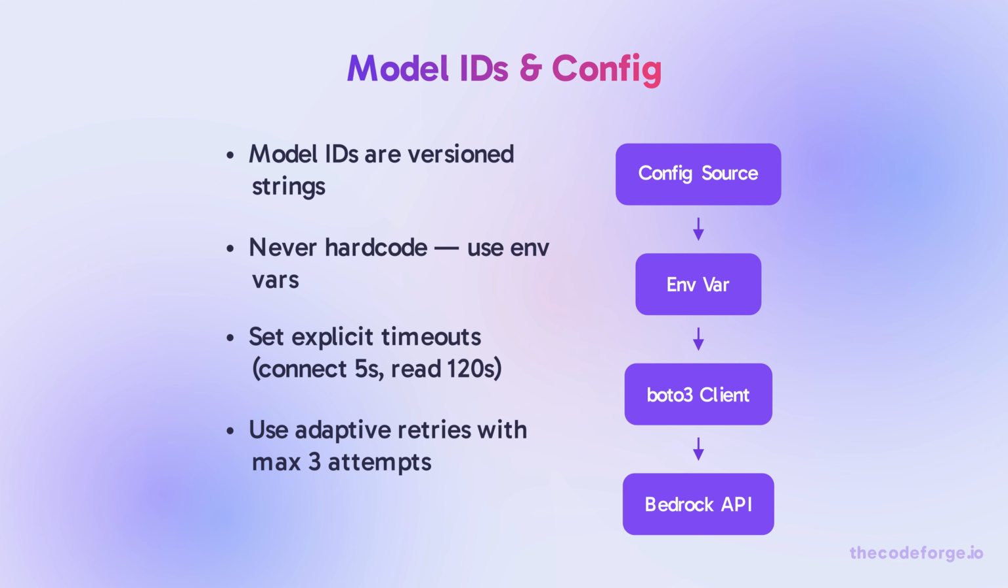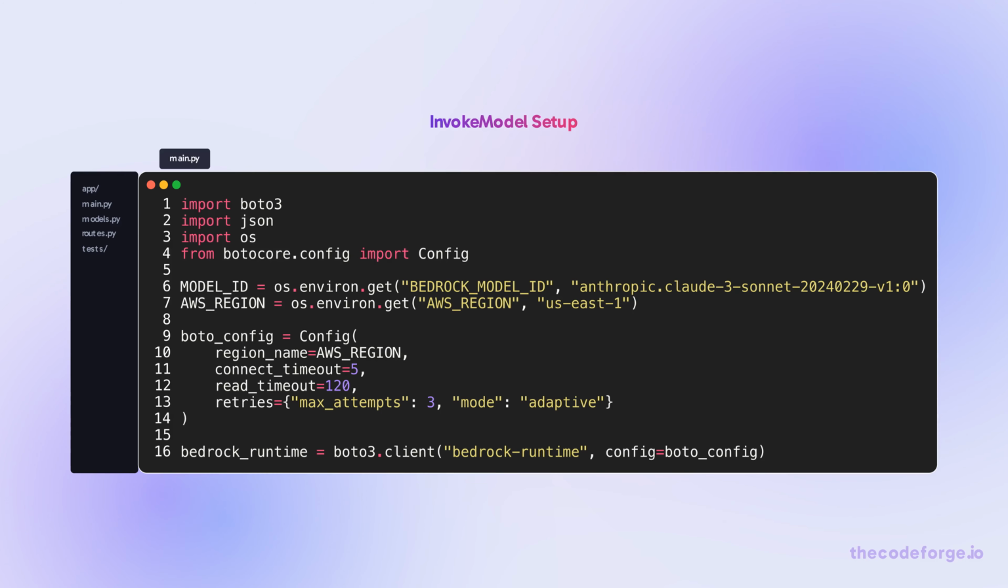Also, set explicit timeouts on your Boto3 client. Without a read timeout, a slow model can hang your web workers indefinitely. Here's the standard setup. We configure the model ID from an environment variable, set timeouts, and enable adaptive retries. This client will be used for all Bedrock API calls.